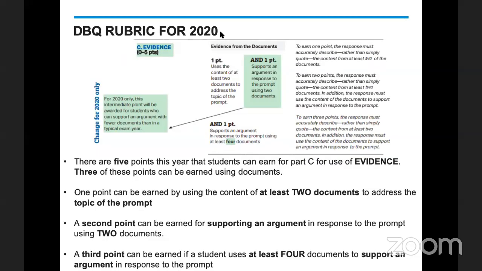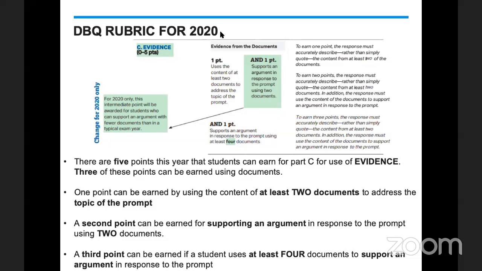All right, so here we do have some changes, and there are 5 possible points that can be earned for Part C this year for use of evidence, and that evidence comes from both the documents and outside information. 3 of the 5 points can be earned using documents. So the first point in this rubric for evidence can be earned by using the content of at least 2 documents to address the topic of the prompt. And this sort of mirrors the old rubric in the fact that there's a low bar point and there are higher expectations for points as well.